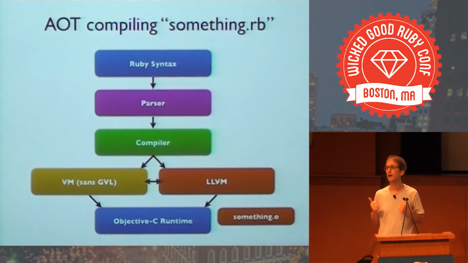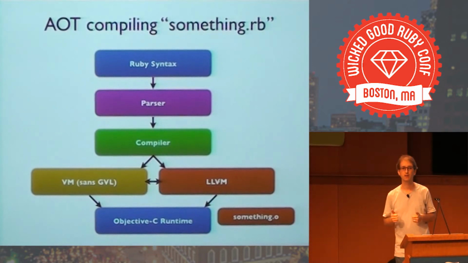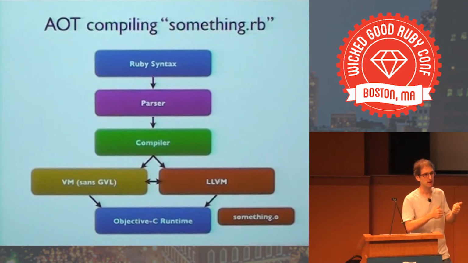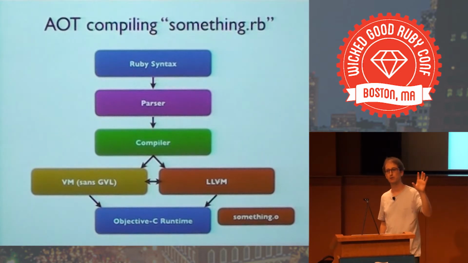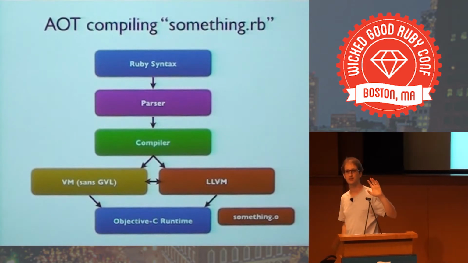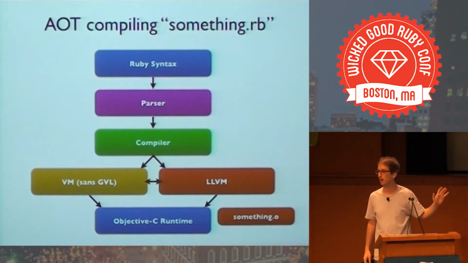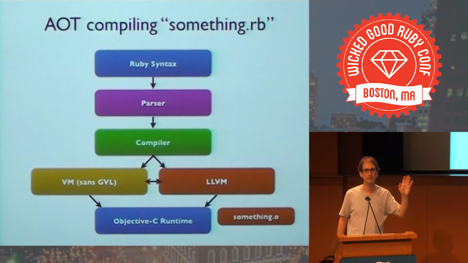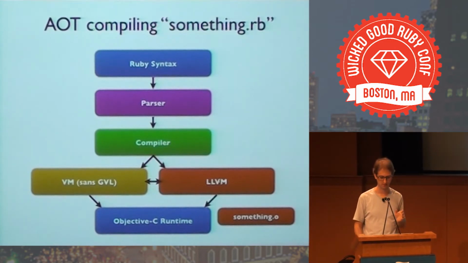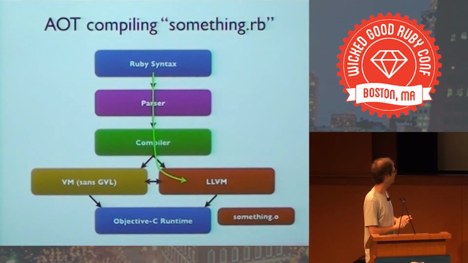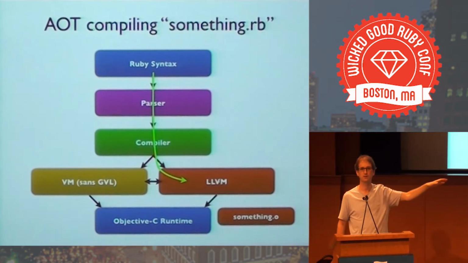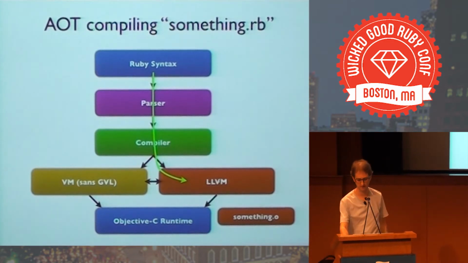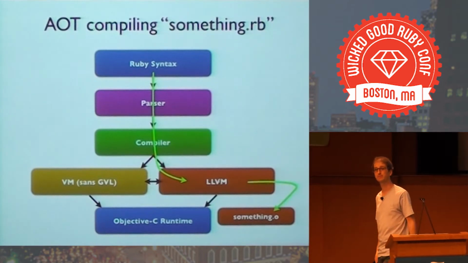But we can also do ahead-of-time compiling. Right? So you can just say MacRuby somefile.rb and it runs the file. Or you can say macrubyc. macrubyc is the executable that actually compiles these files. And if you do macrubyc, we actually ahead-of-time compile. That takes us through the parser, the compiler, does bitcode compilation with LLVM, and spits out an object file.